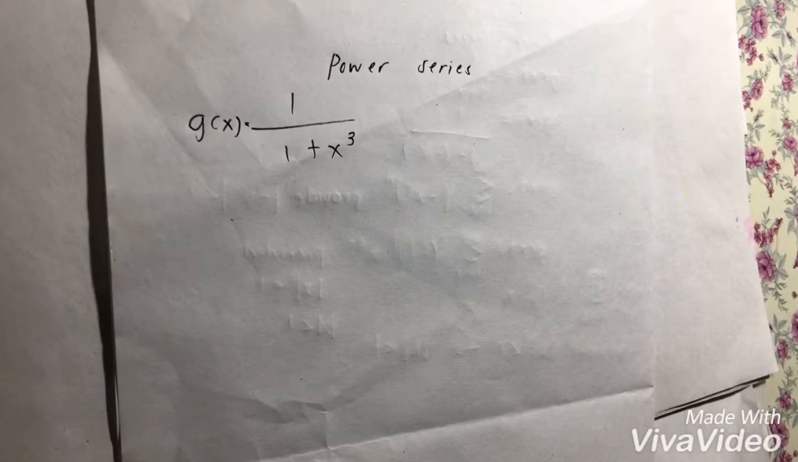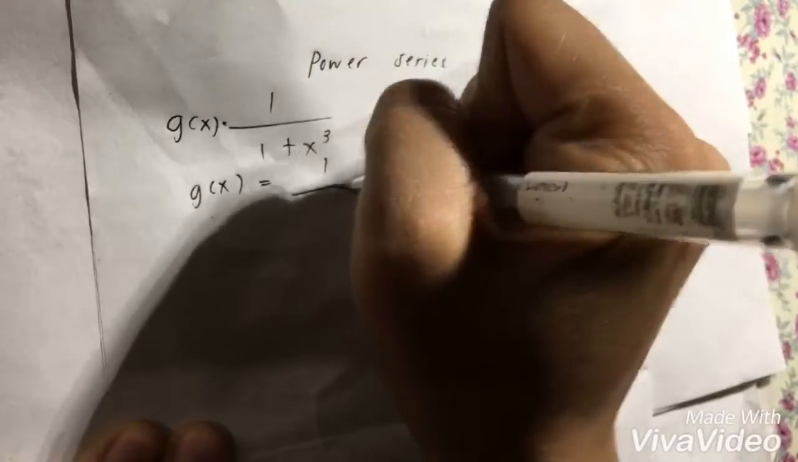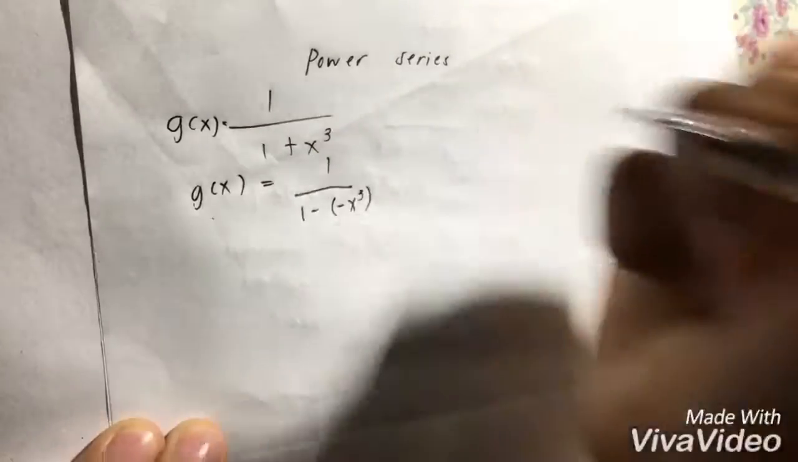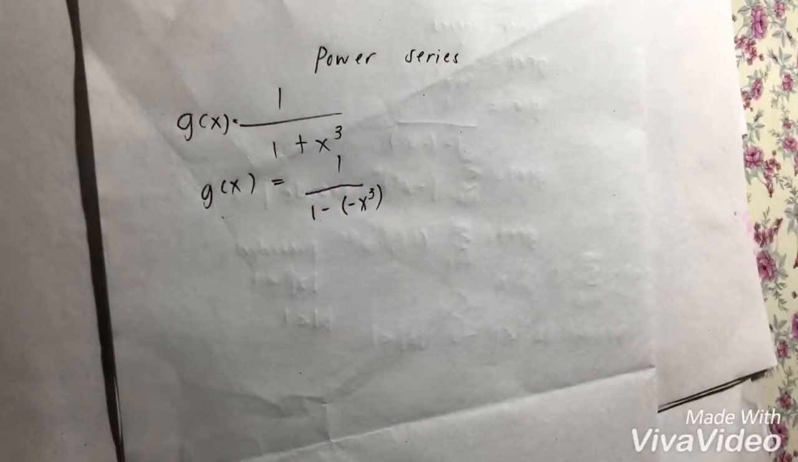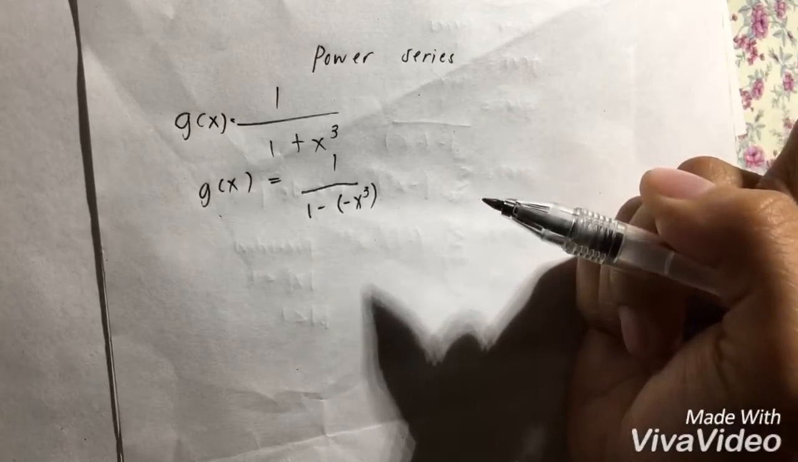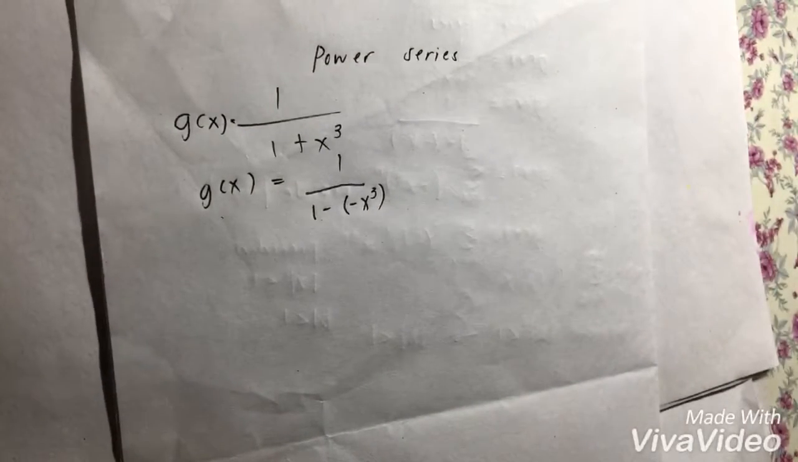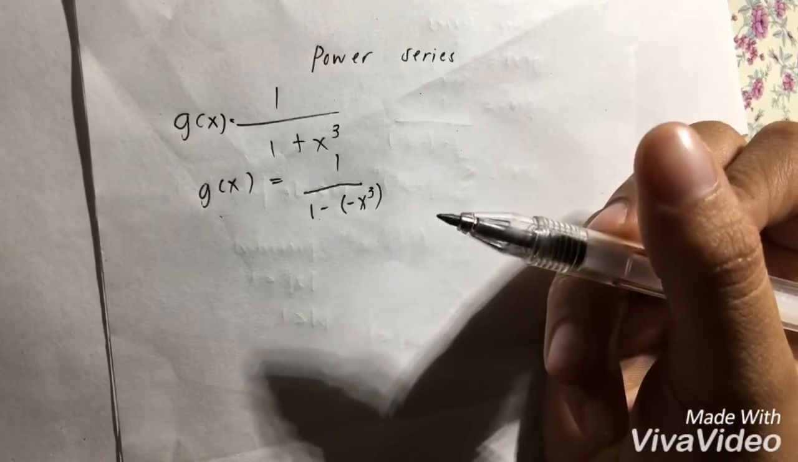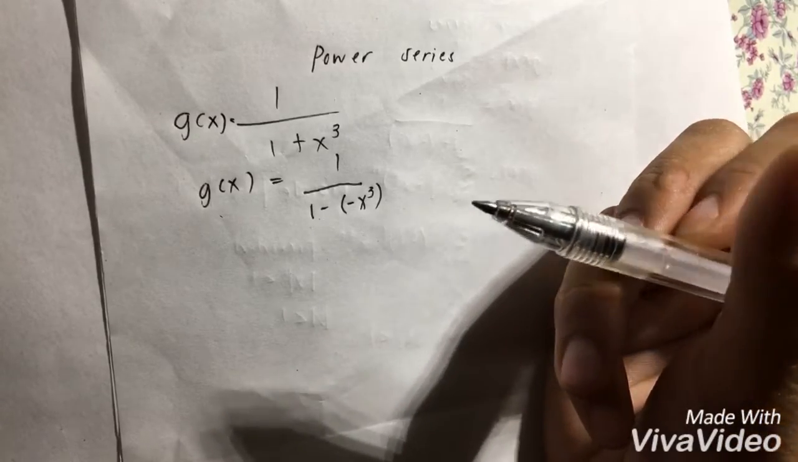So a quick rewrite of g(x) gives g(x) = 1/(1 - (-x³)). And so the -x³ in g(x) holds the same place as the x in the geometric series. Therefore, all we need to do here is replace the x, and we've got a power series representation for g(x).